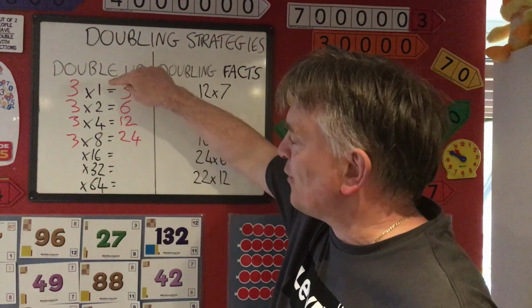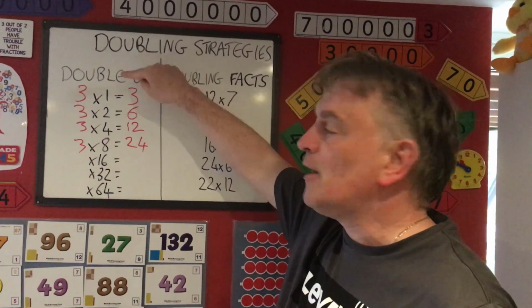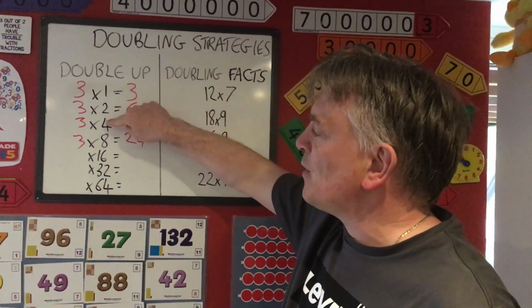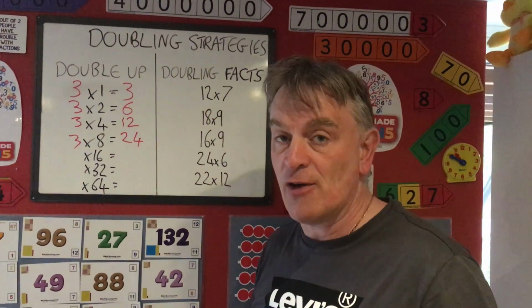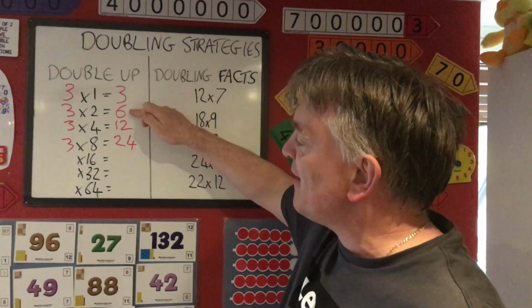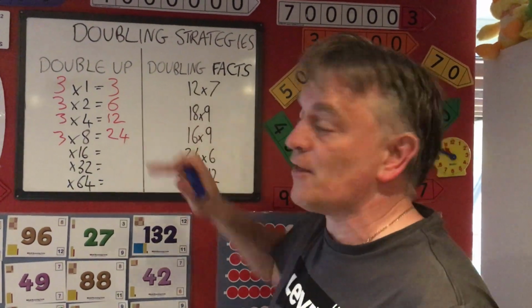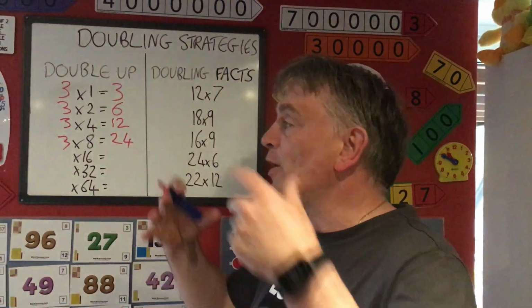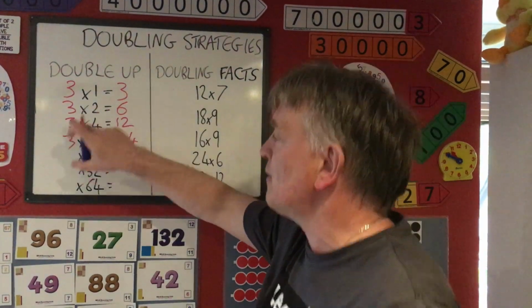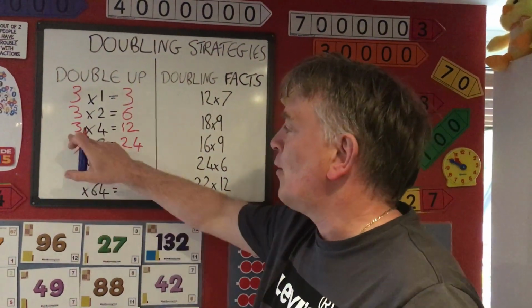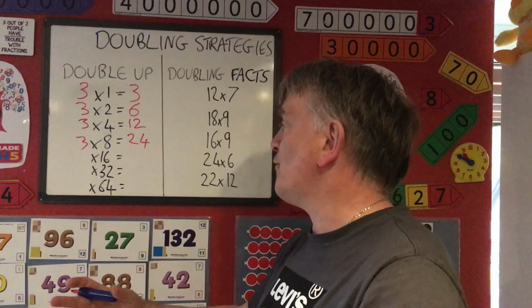But as you notice, what I've done is I've left the ones that double up. Times 1, times 2, times 4, and times 8. And hopefully what you'll see from the products is that actually the products double in exactly the same way. If we've got 3 times 1, we double it, we get 3 times 2, therefore the product doubles. We then go to 3 times 4, and therefore the product doubles.